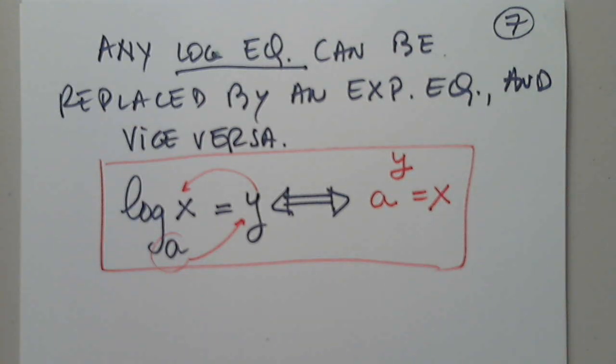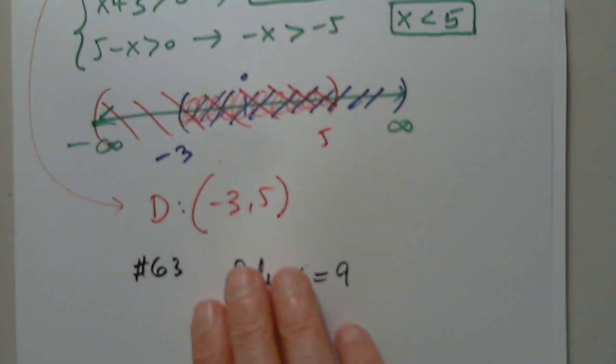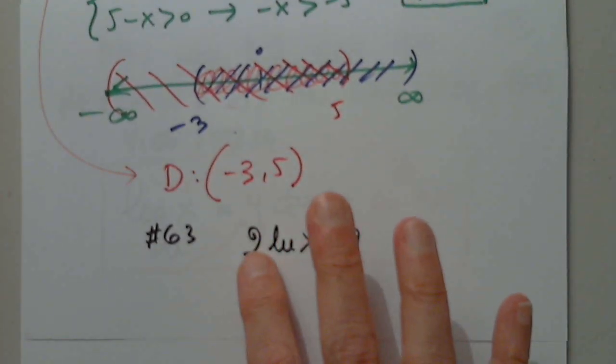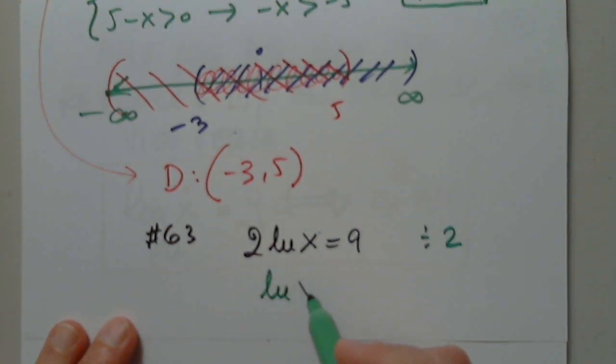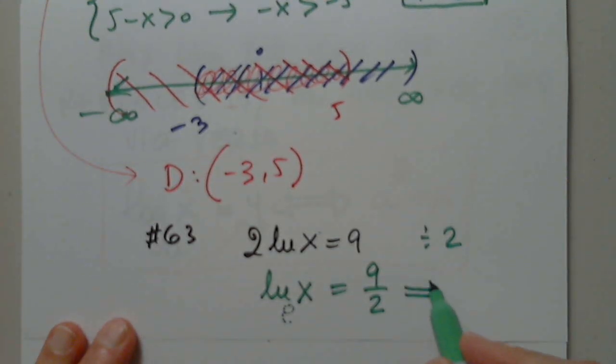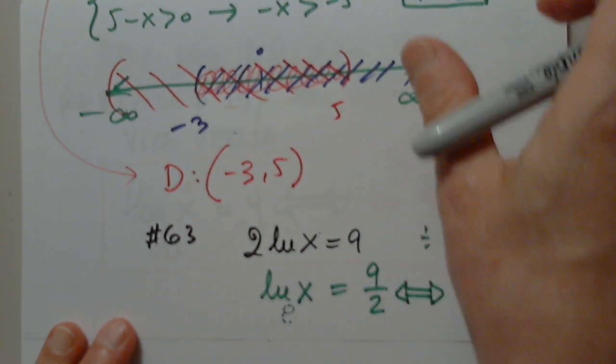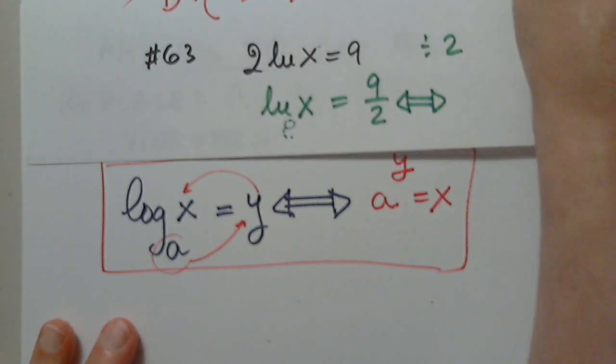Why do I need this? I need it right here. First of all, can we simplify? Can we make it easier? Yes, and we will divide both sides by 2. So we have natural log x equals 9/2. Remember, the base is hidden, but we know it's there. Now, how do I write the equivalent exponential equation based on this?